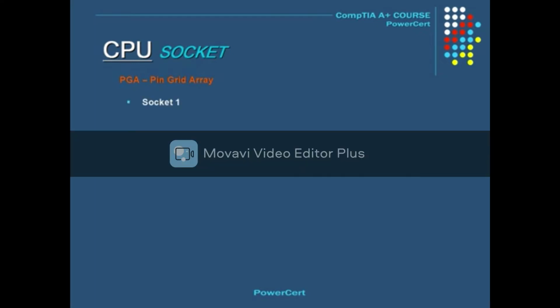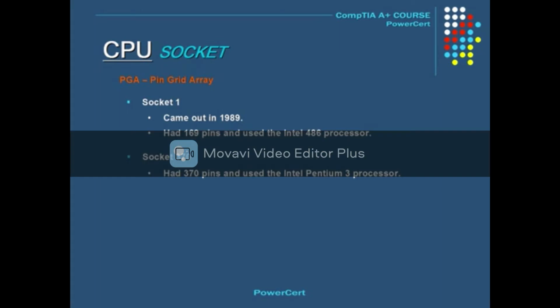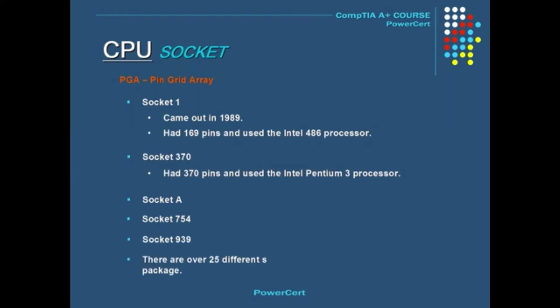For example, Socket 1, which came out in 1989, had 169 pins and used the Intel 486 processor. Another example is the Socket 370, which had 370 pins, and it used the Intel Pentium 3 processor. Other examples include the Socket A, Socket 754, and Socket 939, just to name a few. In fact, there are over 25 different sockets that utilize the PGA package.